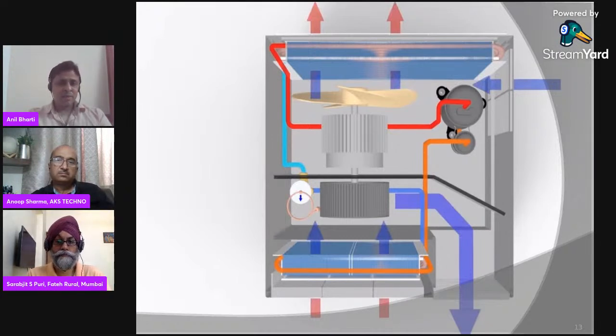Now this refrigerant moves past the strainer and enters at one end of the evaporator coil. Now there is an expansion device here, as Anoopji wants to ask a question.